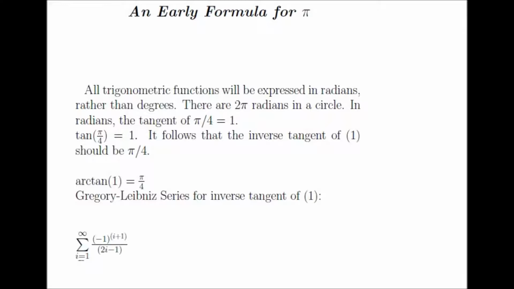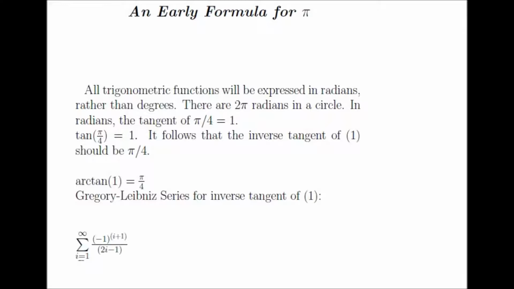An early formula for pi. All trigonometric functions will be expressed in radians rather than degrees. There are 2 pi radians in a circle. In radians, the tangent of pi divided by 4 equals 1. It follows that the inverse tangent of 1 should be 1/4 pi.